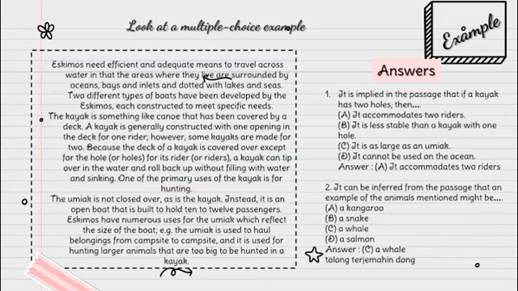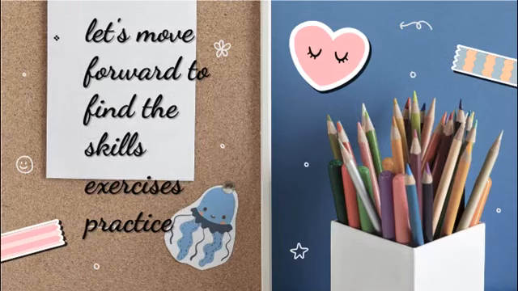2. It can be inferred from the passage that an example of the animals mentioned might be A. A kangaroo. B. A snake. C. A whale. D. A salmon. Answer. C. A whale. Let's move forward to find the skills exercises practice.